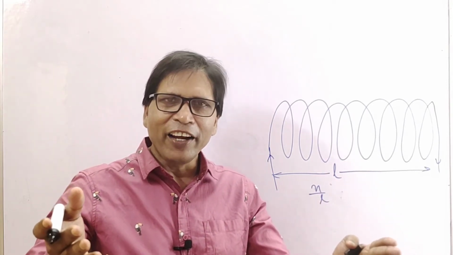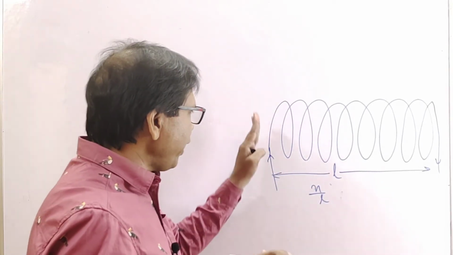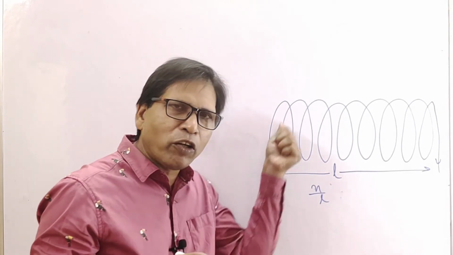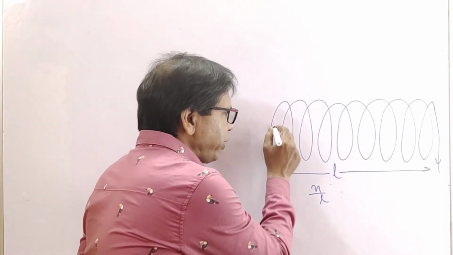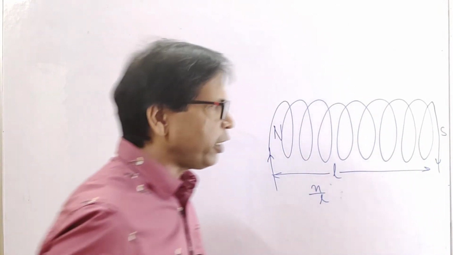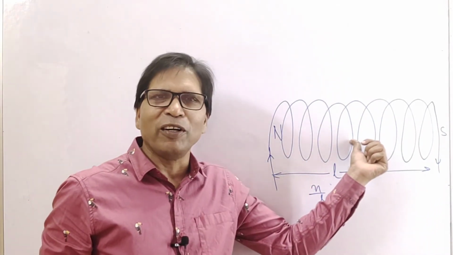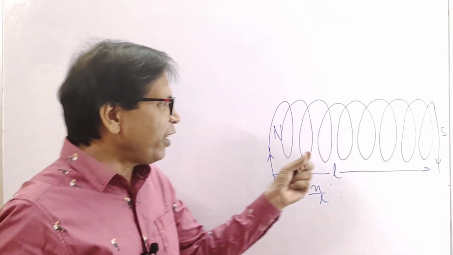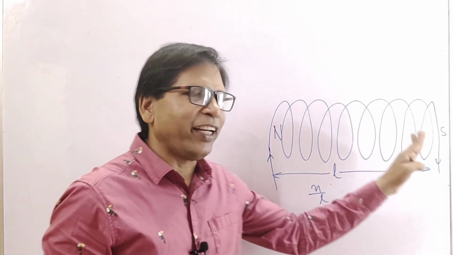Now look at this. The side where the current is in the anti-clockwise direction represents the north pole. The side where the current is in the clockwise direction is the south pole. So it is just like a magnet.